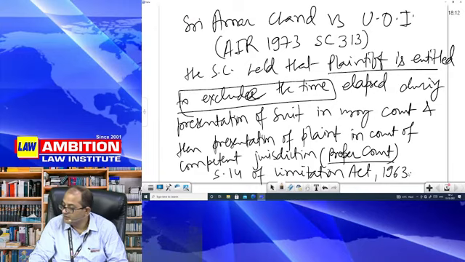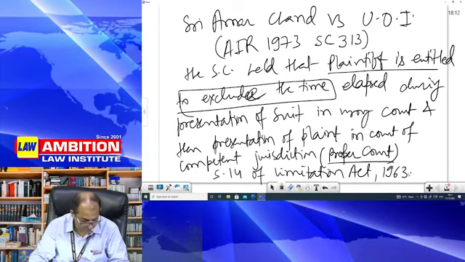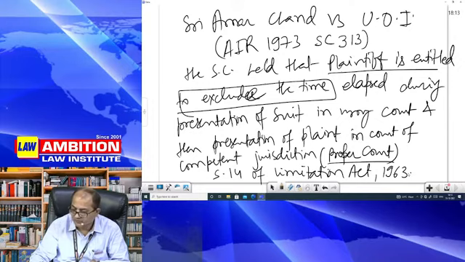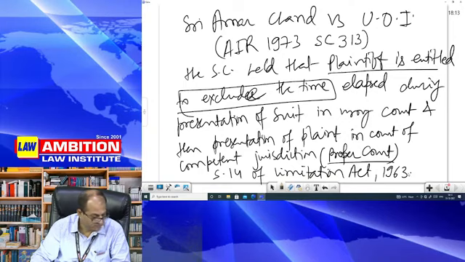Is this clear? Why this Section 14 of the Limitation Act? And by no means can it be held to be a continuation of the earlier suit. It is not a continuation of the suit.